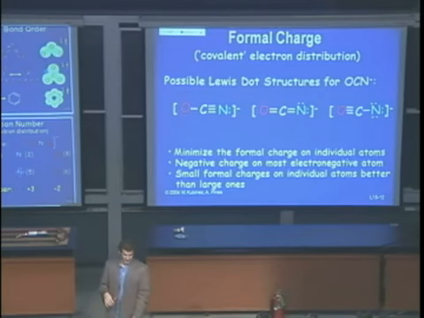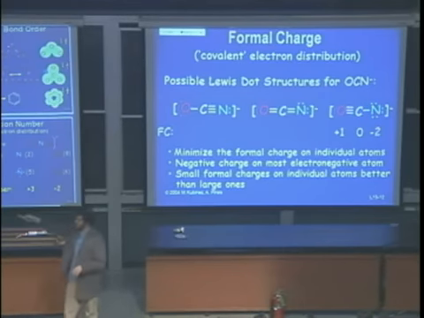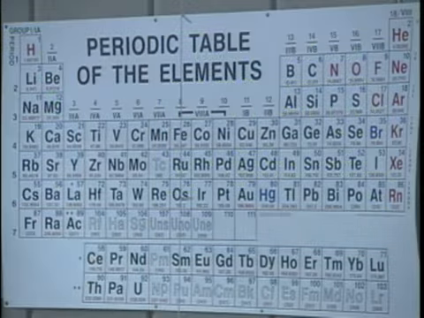So if we look at these 3 cases, for here, we have nitrogen, 1, 2, 3, 4, 5, 6 lone pair electrons. 1 from this bond gives me a total of 7 electrons, compared to 5 valence electrons gives me a formal charge of -2.